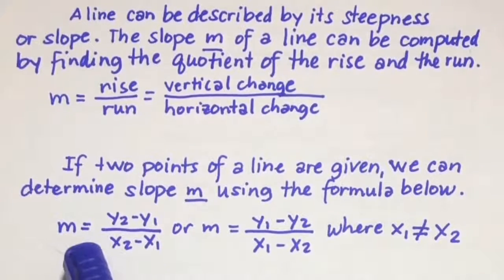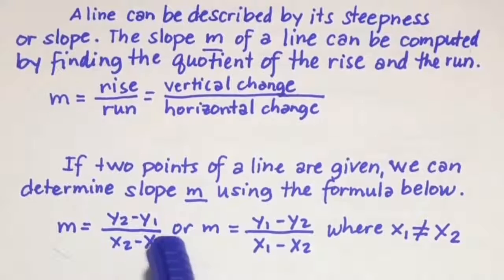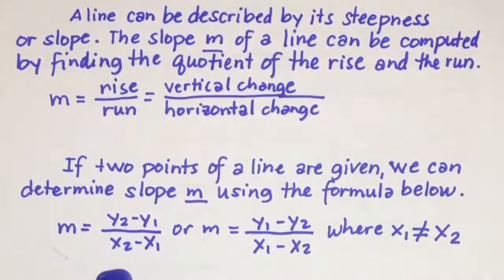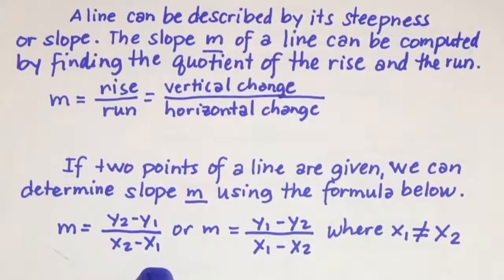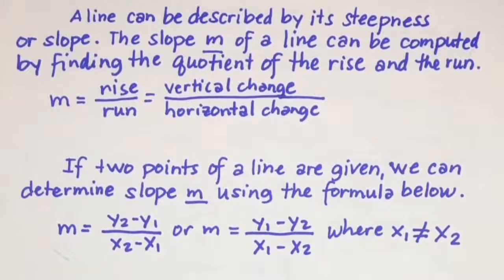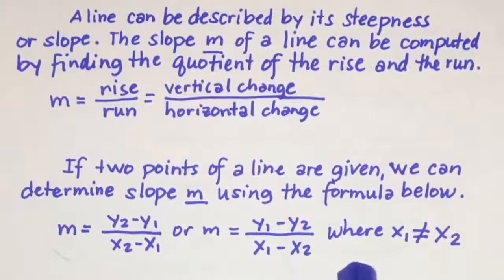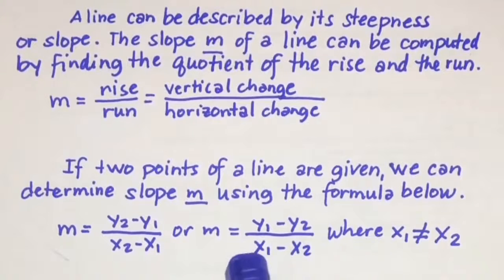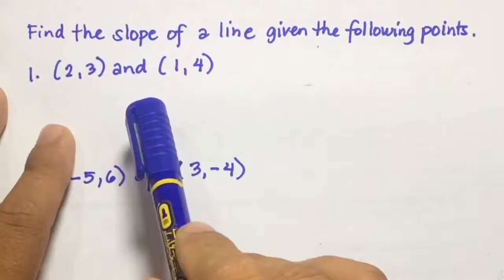So m is equal to y sub 2 minus y sub 1 divided by x sub 2 minus x sub 1, or another formula is m equals y sub 1 minus y sub 2 over x sub 1 minus x sub 2, where x sub 1 is not equal to x sub 2, because if these two are equal, then it means that the slope is undefined.